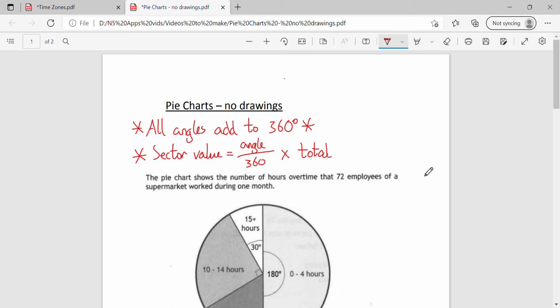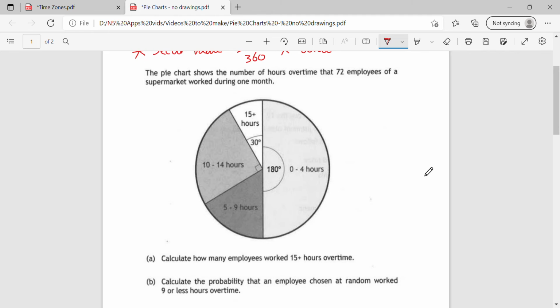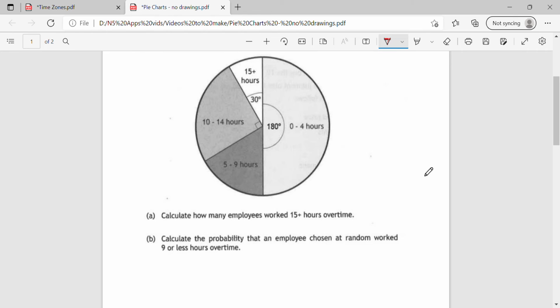Let's take a look at two exam style questions. So this first question says that the pie chart shows the number of hours overtime that 72 employees of a supermarket worked during 1 month. So we've got some people that worked 15 plus hours, some people that worked 0 to 4 hours, some people that worked 5 to 9, and some people that worked 10 to 14, and we've got some angles in there. Part A says calculate how many employees worked 15 plus hours overtime.